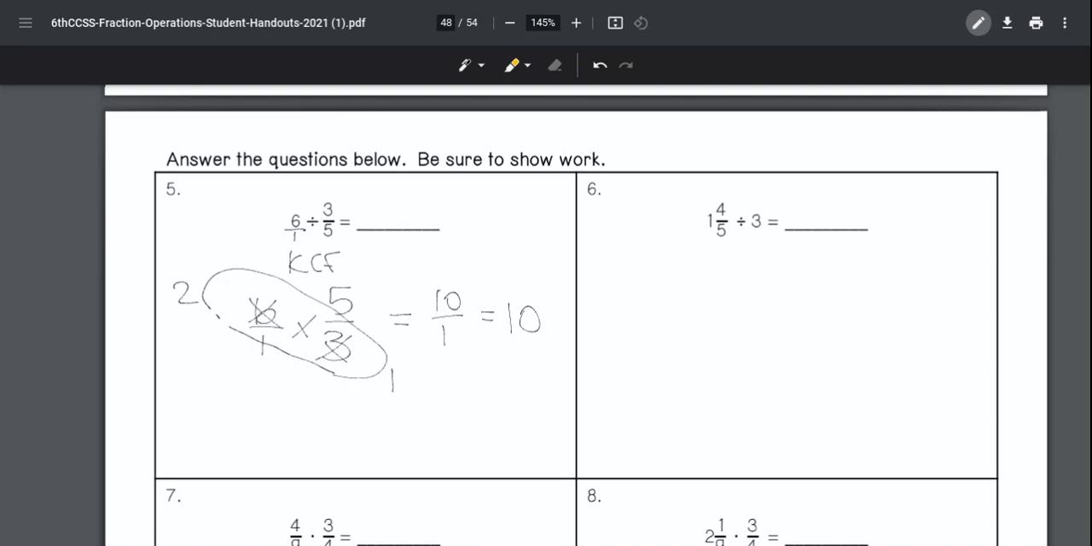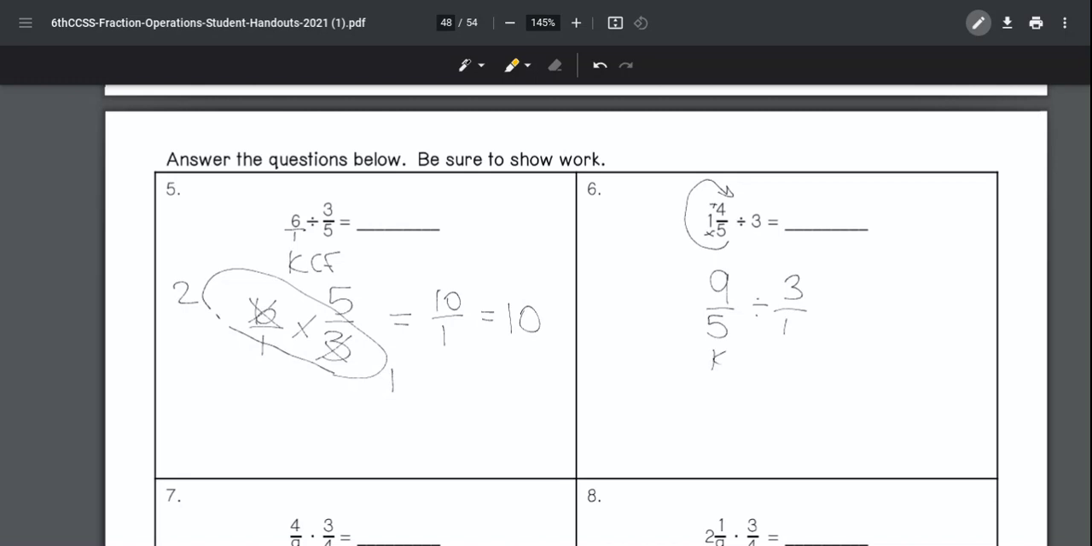Number 6, 1 4/5 divided by 3. I can't use the keep change flip yet because I have a mixed number. So I have to use that MADC method and multiply and then add. So 5 times 1 is 5. 5 plus 4 is 9. Keep our denominator, which is 5. So 1 4/5 turned back into an improper fraction is 9/5 divided by 3/1.